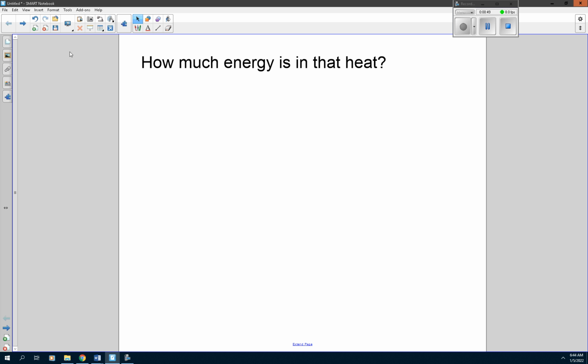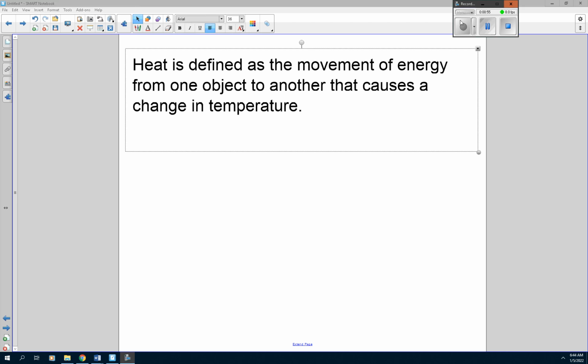So the first thing to do is kind of describe these terms. What is heat? What is energy? So the technical definition of heat is the movement of energy from one object to another object that causes a change in temperature. So just think of this kind of in a hypothetical manner right now.